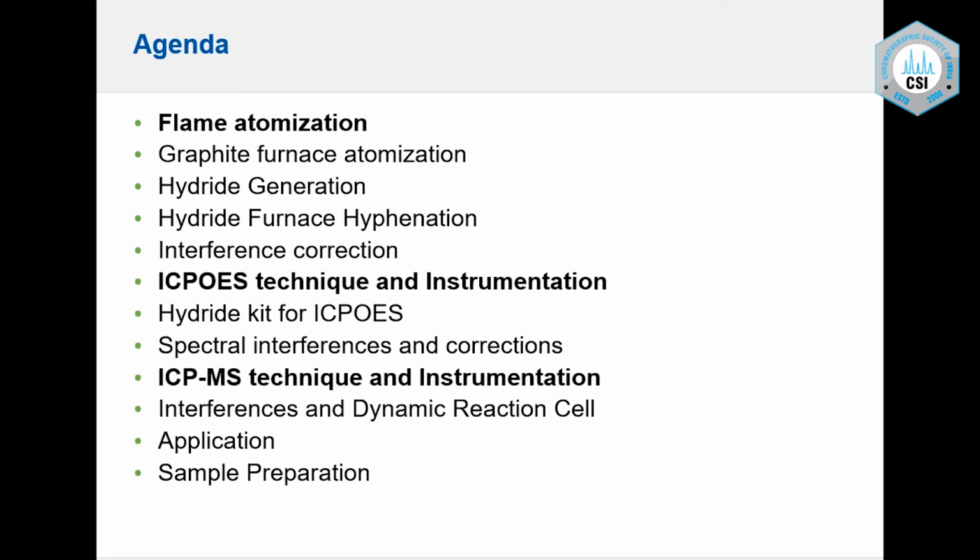Then I will talk on ICP-OES technology, instrumentation, and the hydride kit technique for ICP-OES, the spectral interferences we normally face in ICP-OES, and how to perform the correction of those interferences, and then I will talk on application. After that, I will discuss ICP-MS technique and instrumentation. There are certain interferences in ICP-MS, and how to handle those interferences using the DRC cell, that I will discuss, and then application and a little about sample preparation also.